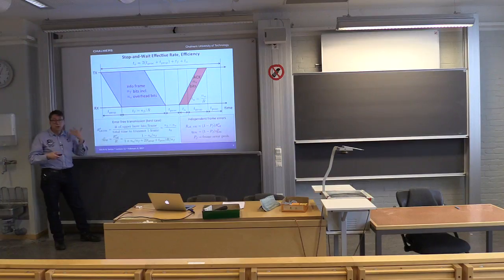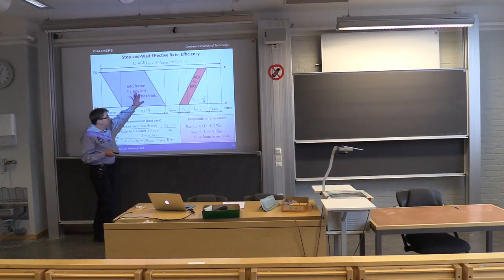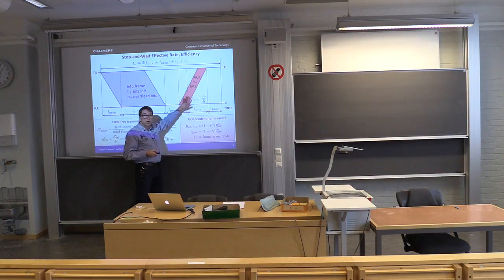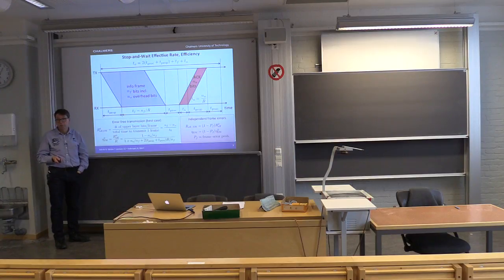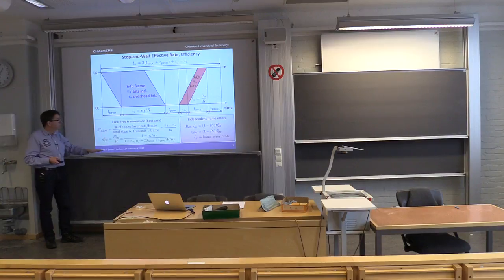Not shown in this graph is retransmissions and so forth. So if something fails here or something fails here, then the frame needs to be retransmitted after a timeout. Okay, so this is the basic transaction.